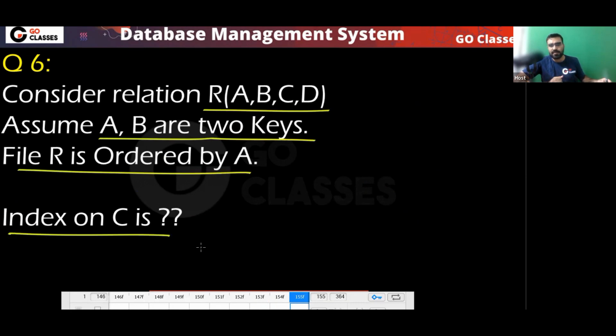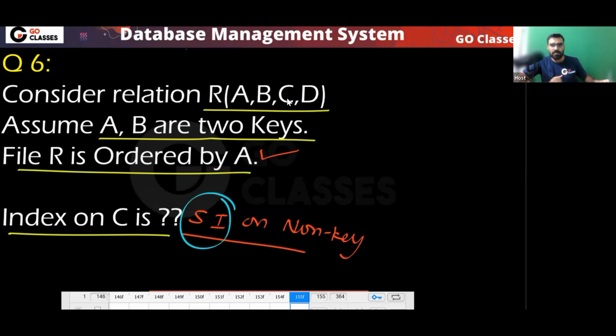See all the variations I am covering. I will cover each and every variation. Whatever variation comes to your mind, I will cover it. So you can notice A, B are the keys, and file is sorted by A, so automatically this is a secondary index on non-key. So this is a secondary index on non-key, right? This is a secondary index.